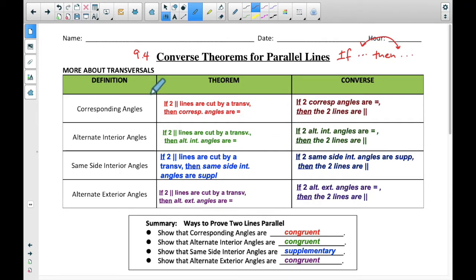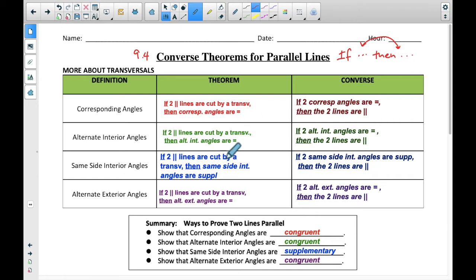Hi everybody, this video today is going to cover section 9.4. We are still dealing with the same angles that we've been dealing with this whole time: corresponding, alternate interior, same side, and alternate exterior. And this time though we're dealing with the converse. And what is a converse? Well, the converse is when you have an if-then statement, but you switch the if with the then.